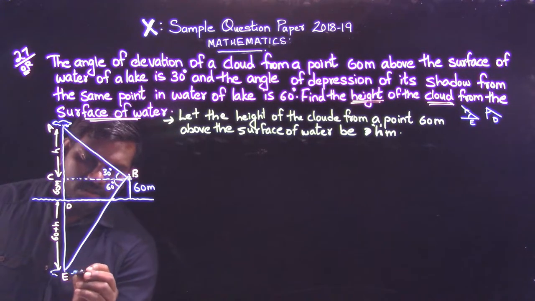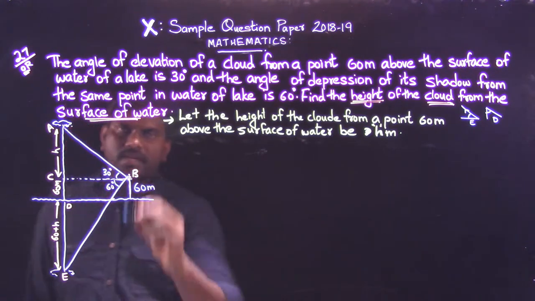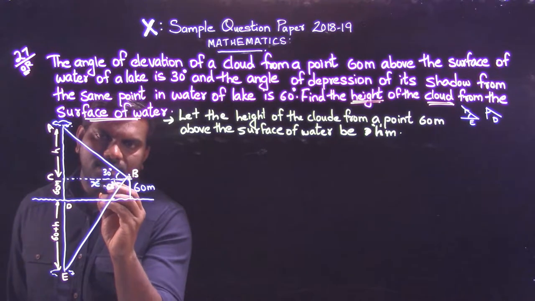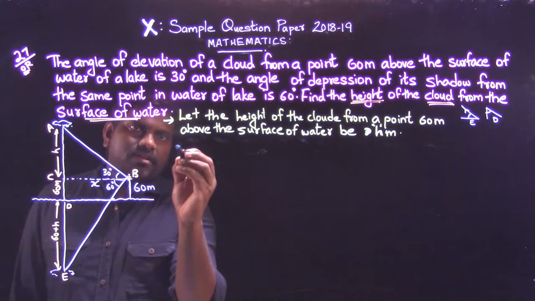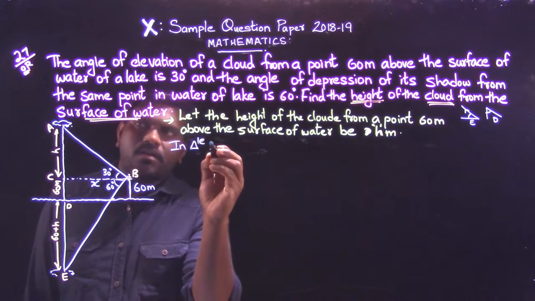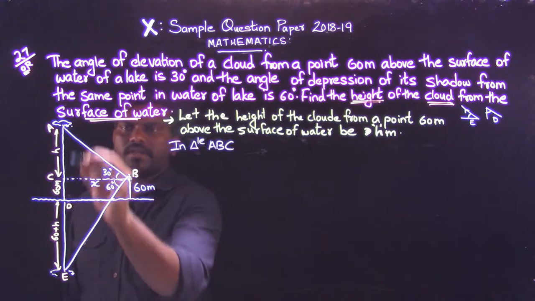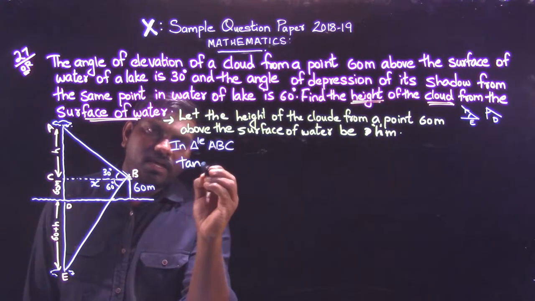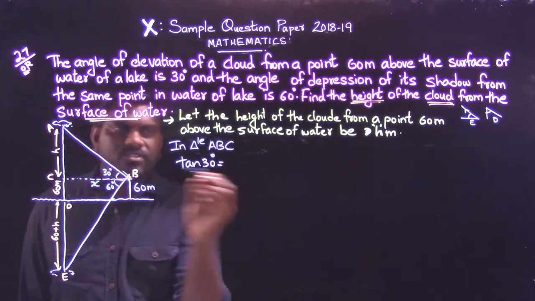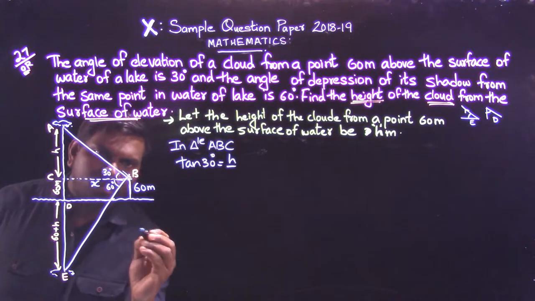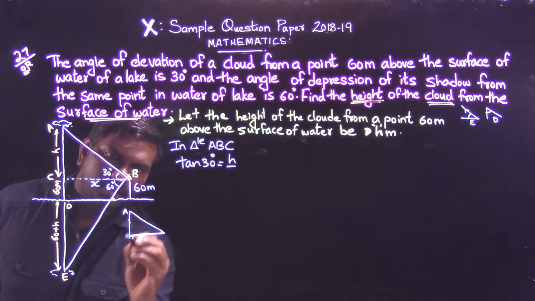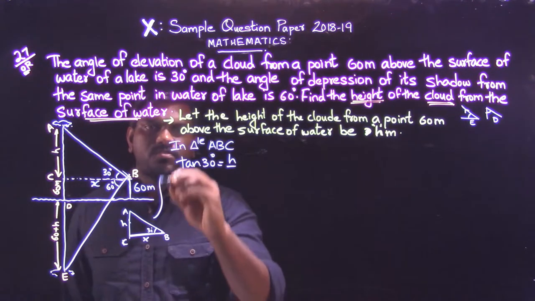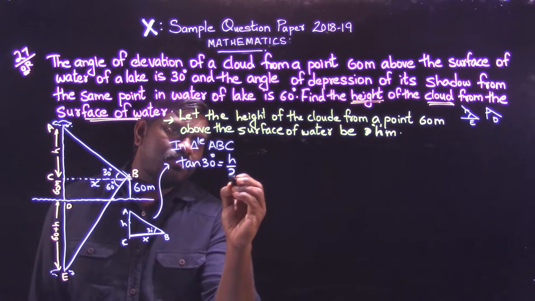So we can again see the cloud over here, the same cloud. That is the reflection, and when I join, I get this particular diagram. This side I'm just marking as x. Now let's see in triangle ABC. I'm going to compare this triangle as well as this triangle. In that triangle, tan 30 is equal to h by x. If I draw the triangle, it will be like this. This is triangle A, B and C. This is your 30, this one is your h and this is your x. So from this triangle, tan 30 is equal to h, opposite by adjacent, right?